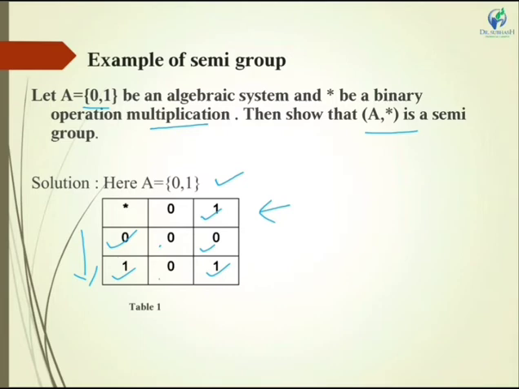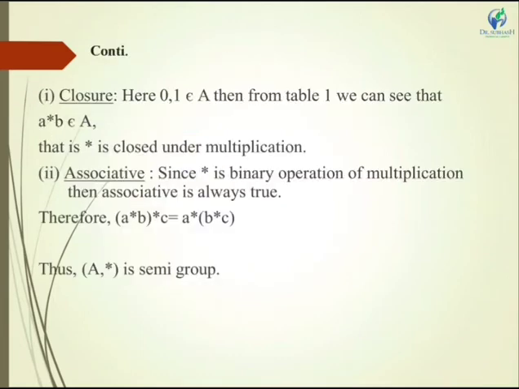Okay. Now to prove a semigroup, we have to satisfy two conditions, that is closure and associative law. Closure means what? All the elements obtained after applying the binary operation must be contained in the given set. So after constructing the composition table, we can see that the obtained elements are only 0 and 1, and both are in set A, that is {0, 1}. So we can say that star is closed under multiplication.